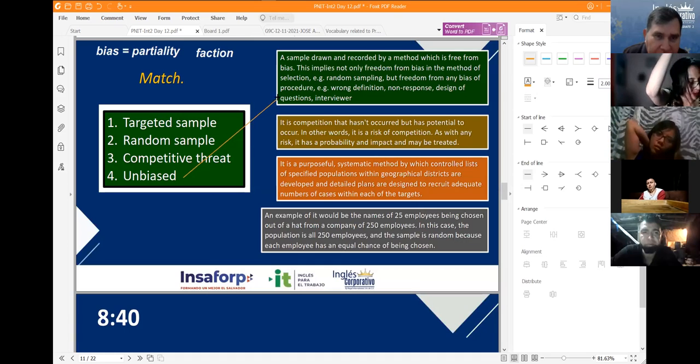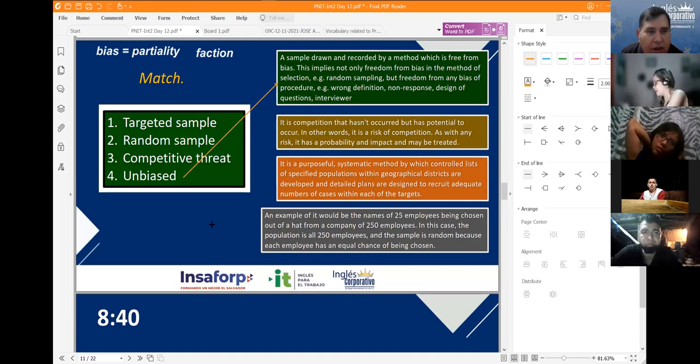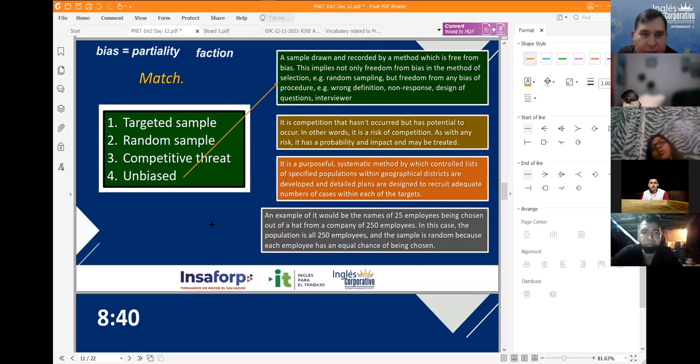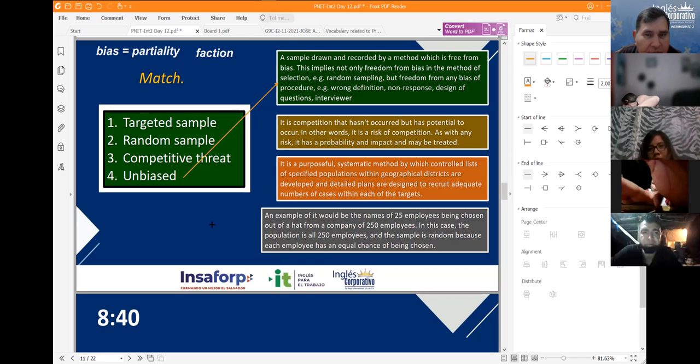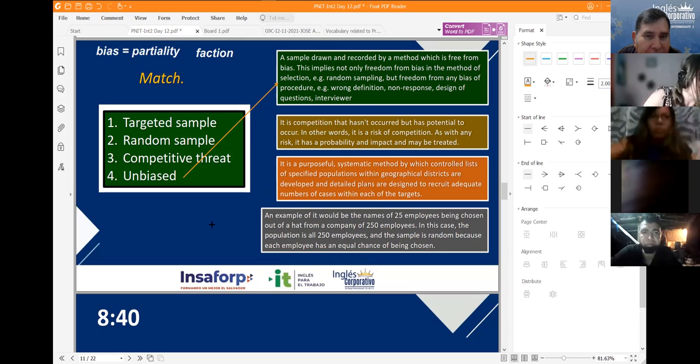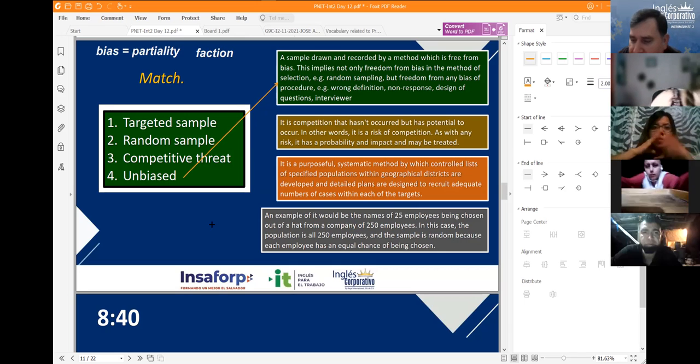We say this one would be over here. Okay. What about the second? It is a condition that hasn't occurred, but has potential to occur. In other words, it is a risk of competition. As with any risk, it has a probability and an impact that may be treated.